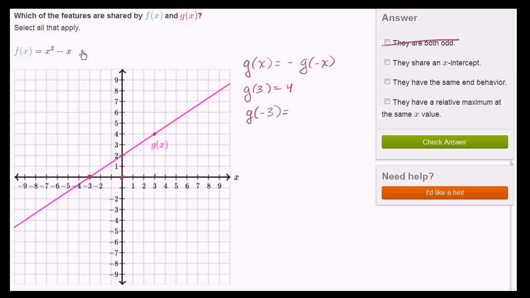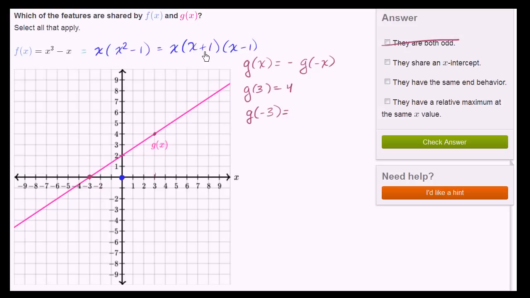F of x is equal to x to the third minus x, which is the same thing if we factor an x out of x times x squared minus 1. X squared minus 1 is a difference of squares, so we can rewrite that, writing our x first, and then x squared minus 1 is x plus 1 times x minus 1. So when does f of x equal 0? Well, f of x is equal to 0 when x is equal to 0. When x is equal to 0, that would make this entire expression 0.